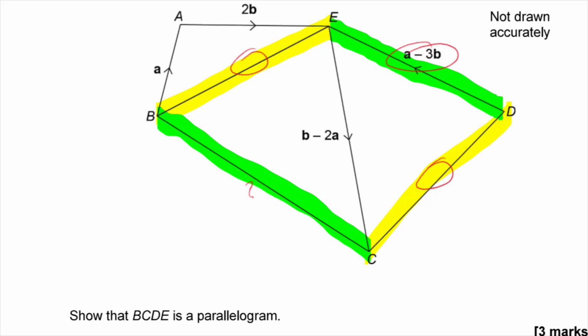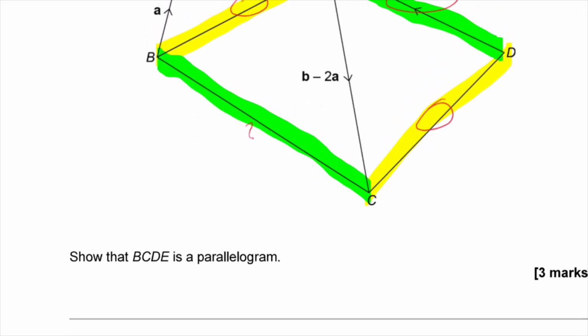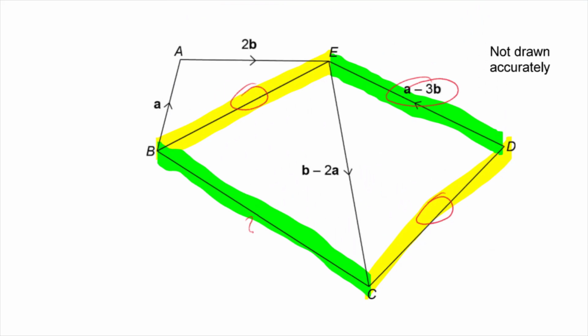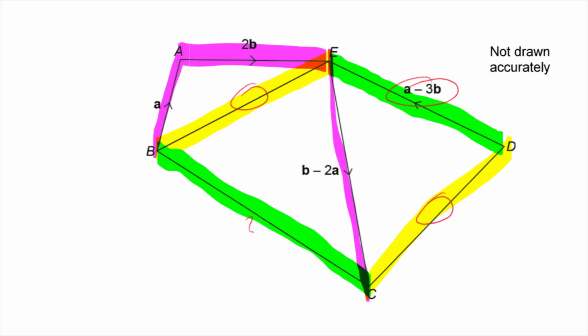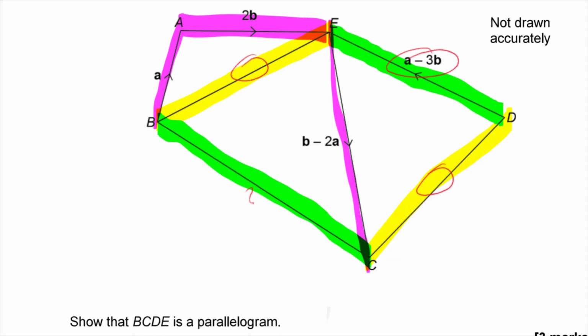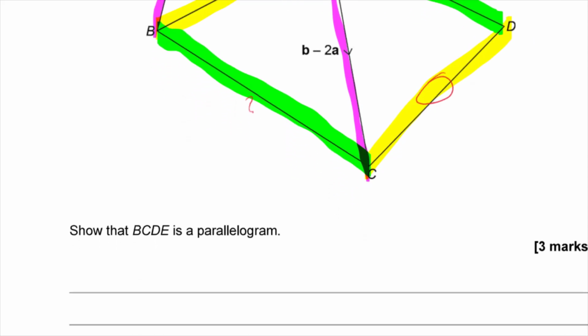I've been given DE. So DE should be identical to CB. So here's C and there's B. Now can I get from C to B along routes that I know about? I can go along here, and I can go along here, and I can go along here. Okay, now they're going against the arrows, but that doesn't matter. Let's find vector C to B.